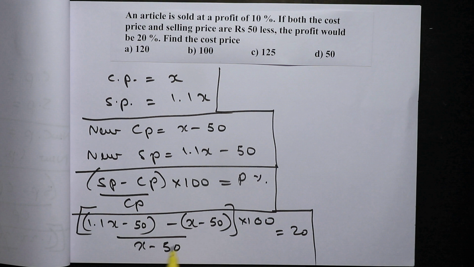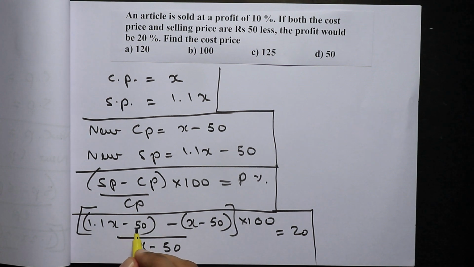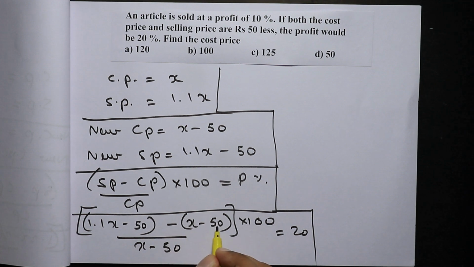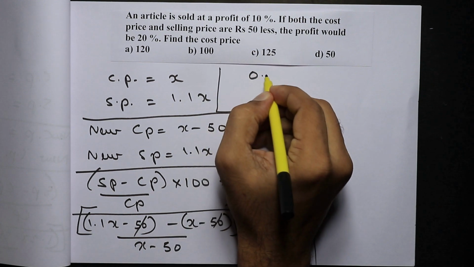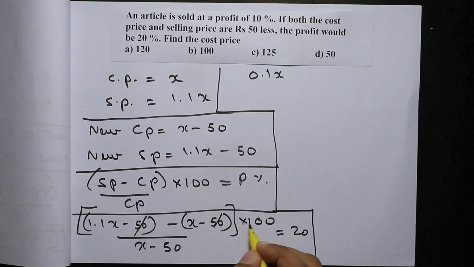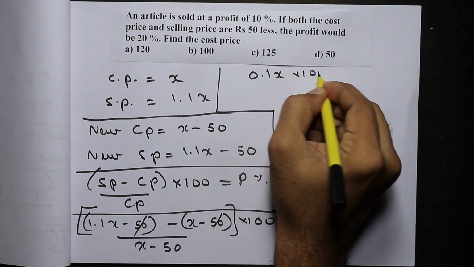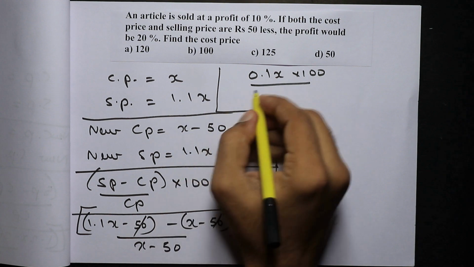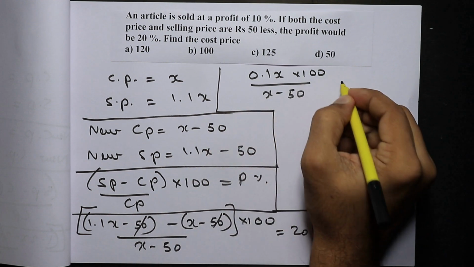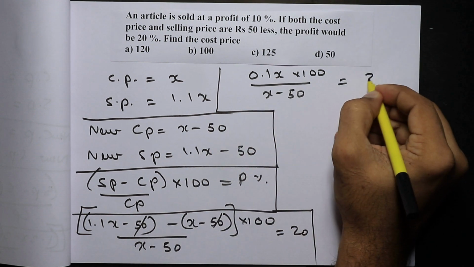So we'll just calculate the value of X from this equation. So here you have negative 50 and minus of negative 50, so that will be plus 50. So negative 50 and plus 50 cancels out. 1.1x minus x, so that will be 0.1x into this 100 divided by x minus 50, that is equal to this 20.